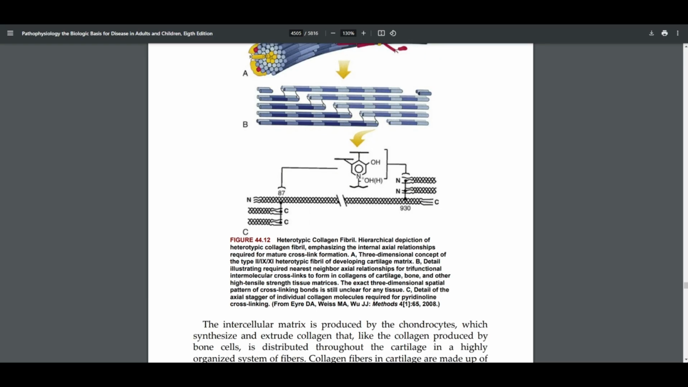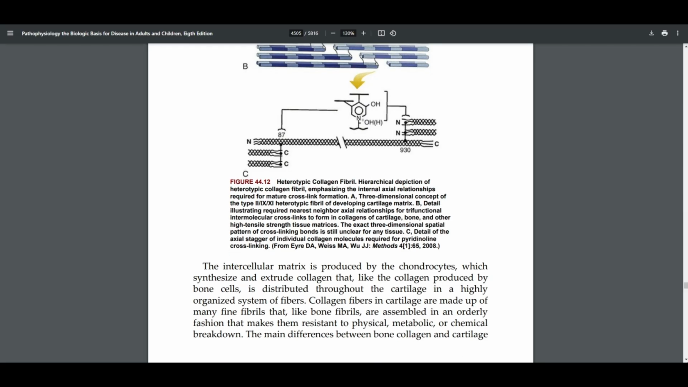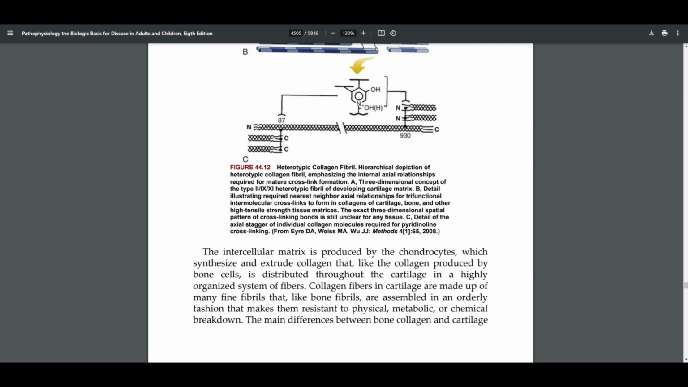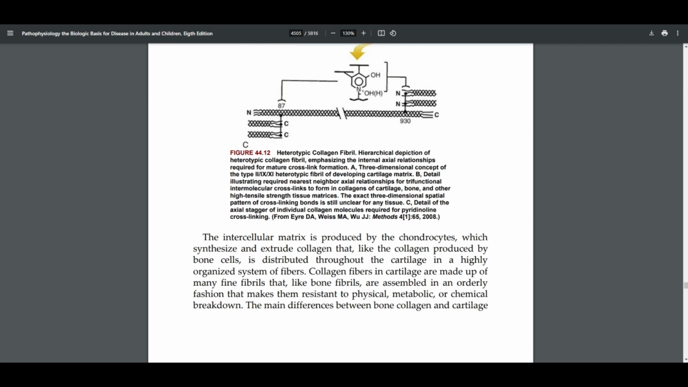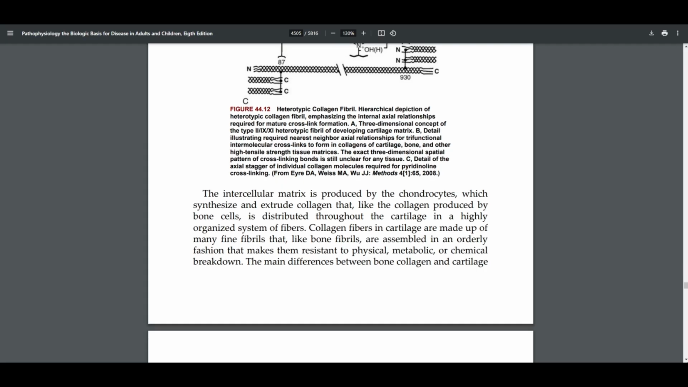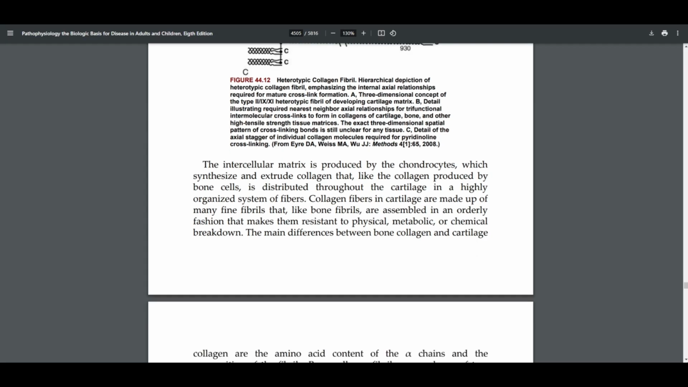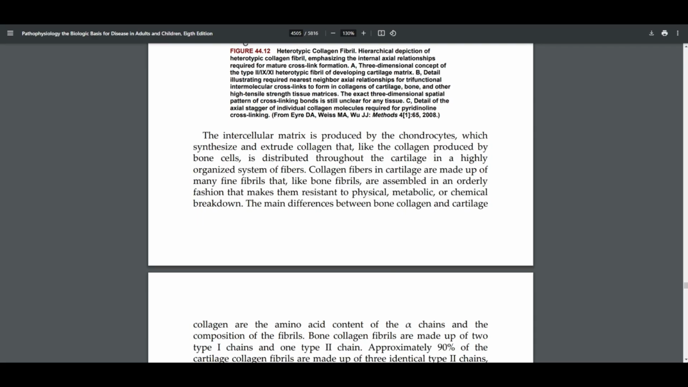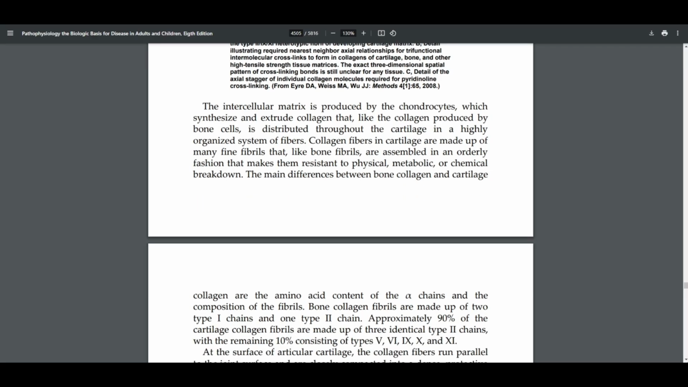The intercellular matrix is produced by the chondrocytes, which synthesize and extrude collagen that, like the collagen produced by bone cells, is distributed throughout the cartilage in a highly organized system of fibers. Collagen fibers in cartilage are made up of many fine fibrils that, like bone fibrils, are assembled in an orderly fashion that makes them resistant to physical, metabolic, or chemical breakdown.